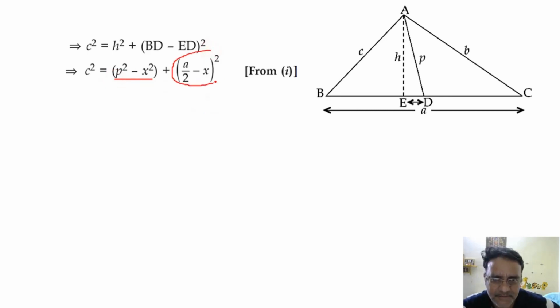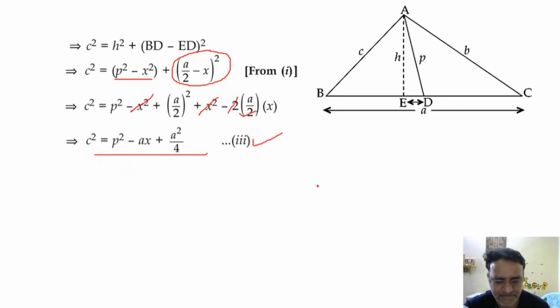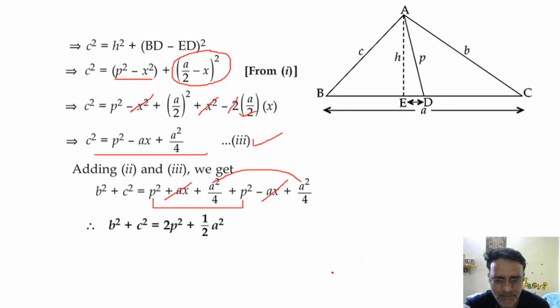Again expand this one. If you expand, you will get A square by 4 plus X square minus 2 into A by 2 into X. This 2 cancels, this X square cancels, and what are we going to get? This one. This is equation number 3. Now we have to add both B square and C square, that is the second and third equation. So if we add, these 2 will be cancelled. So we are getting 2 times P square and 2 times A square by 4, that is half A square. Any doubt here?